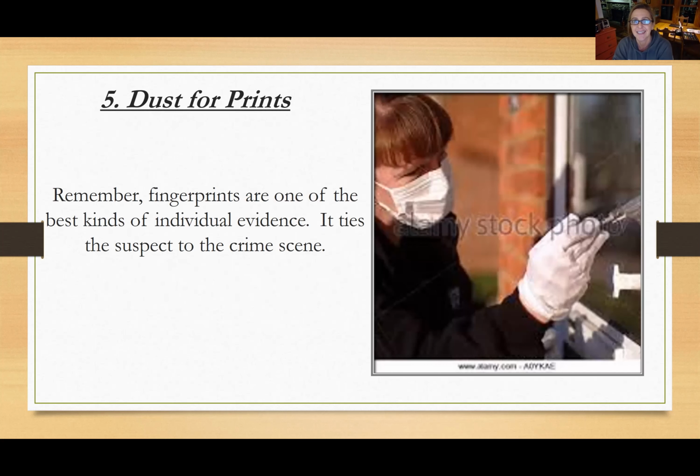Fifth one, like I said before, lots of people think that this is the funnest thing to do. It says, remember, fingerprints are one of the best kinds of individual evidence. We don't just say this fingerprint could be from this person. We can say with 100% certainty, this fingerprint belongs on this person's finger. It ties the suspect to the crime scene.